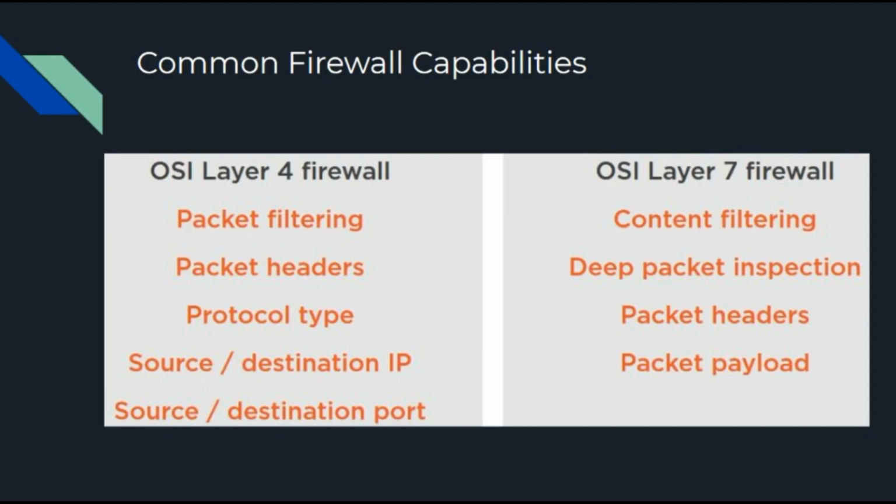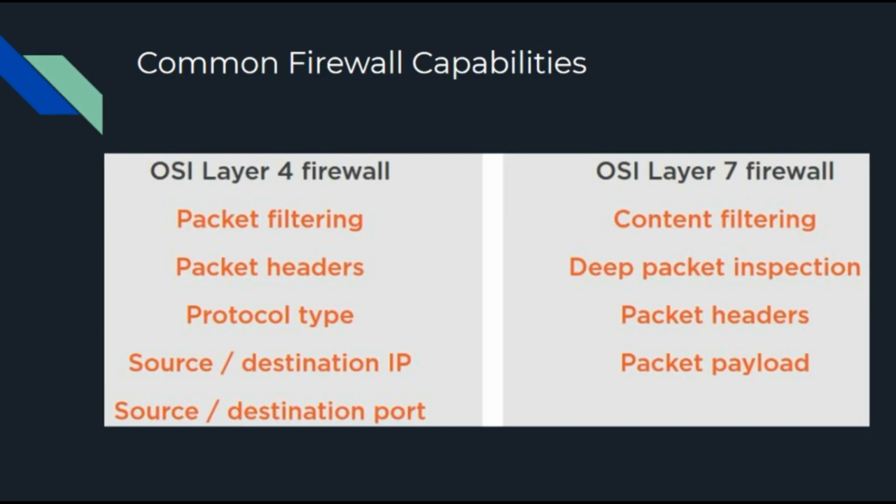That means it can examine the packet header. Packet headers are used to carry details about the protocols being sent, and of course the addressing information of source and destination. The protocol type, for example, might be ICMP, so we might look for specific ping reply packets to either allow or deny. We can do that with the layer 4 packet filtering firewall.